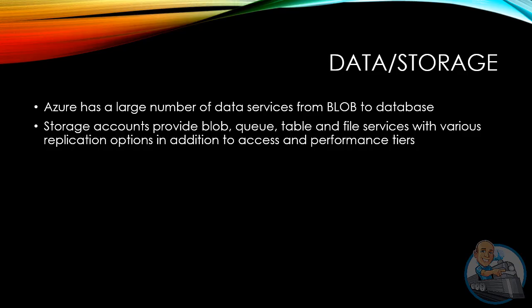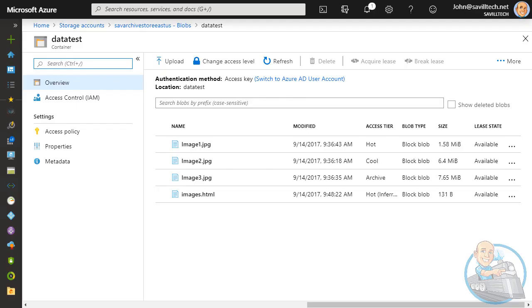There are different access tiers like hot, cool, and archive. So you could think about cool would be the AWS S3 Infrequent Access. Archive would be the AWS S3 Glacier. Here I'm looking at a storage account. You can see I've got a number of different images. One's in the hot tier, one's in the cool, one's in the archive.